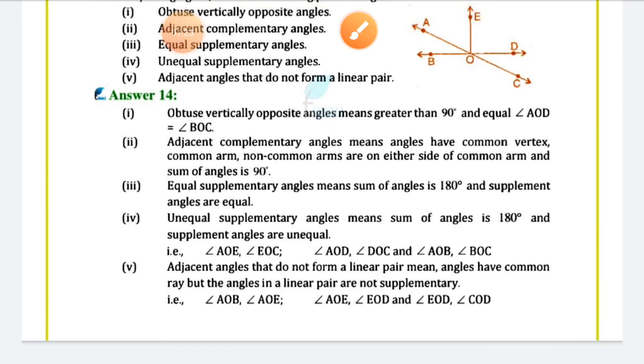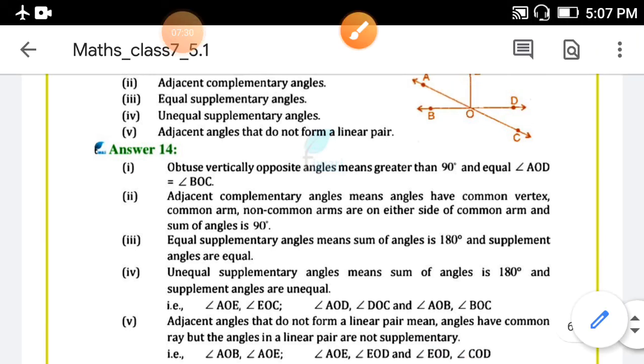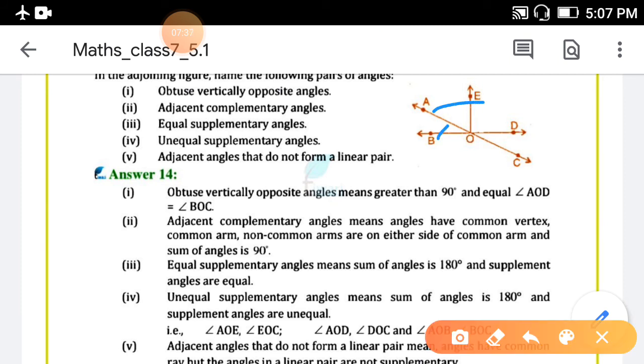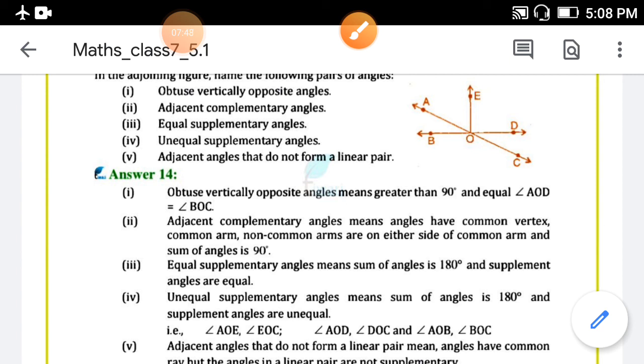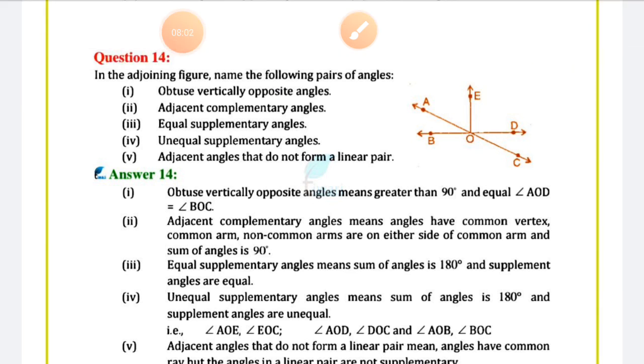Last one, adjacent angles that do not form a linear pair: AOB and AOE. These two angles are nearby, but they do not make any linear pair, because if both angles are a linear pair, then definitely their sum is 180 degree. And second one, these two angles. So, basically you must understand the concept to understand all these examples. All these examples are based on this basic concept. What are supplementary angles, adjacent angles, complementary angles, linear pair, vertically opposite angles.